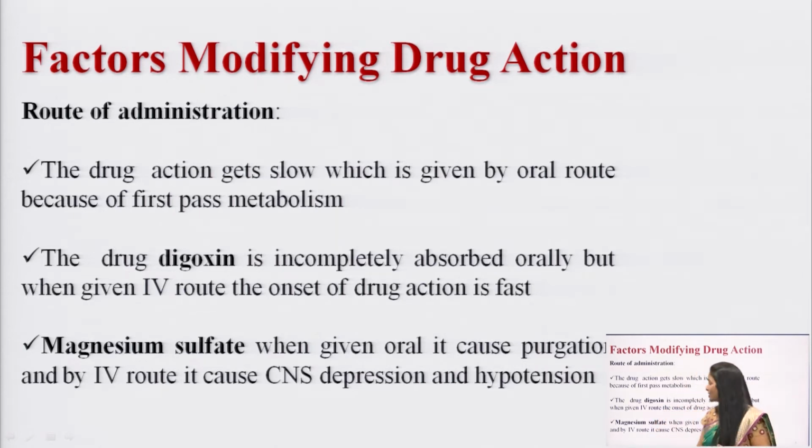So, the route has been changed. Here the drug was the same, magnesium sulphate, but the route was different: the oral route and the parenteral route. When I administer magnesium sulphate by the oral route, it shows the purgative action, and when the same drug is administered by the intravenous route, it shows CNS depression or hypotension. So, this is the reason why the route of administration plays an important role in modifying the drug action.